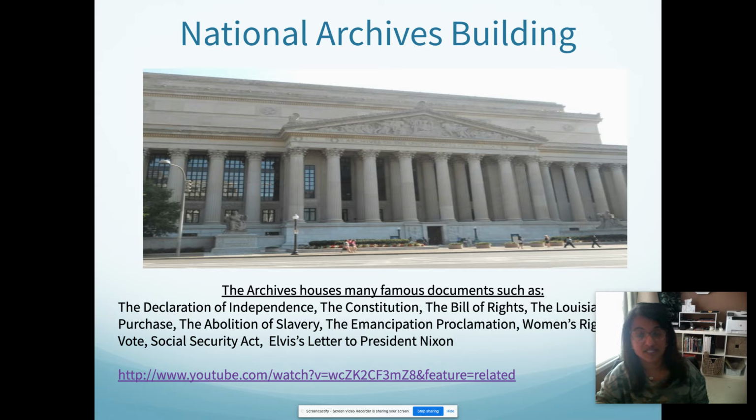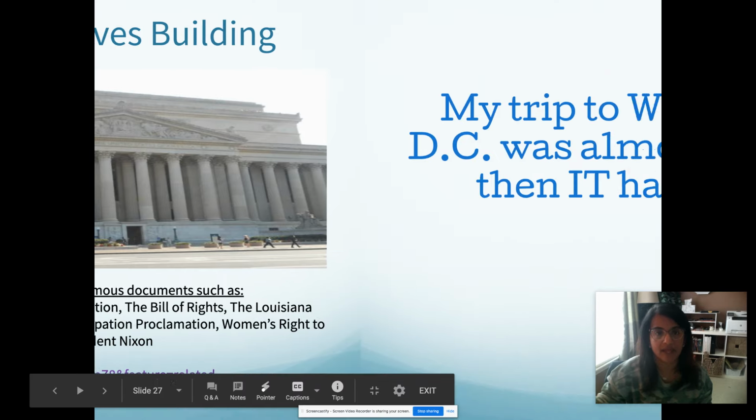So this building is so important. It has so many important documents that we've learned, like the Declaration of Independence, the Constitution, and the Bill of Rights, and other important documents too, like the Louisiana Purchase, the abolition of slavery, the Emancipation Proclamation, the women's rights, and so on. Okay, there's a little YouTube video there if you want to click on that.